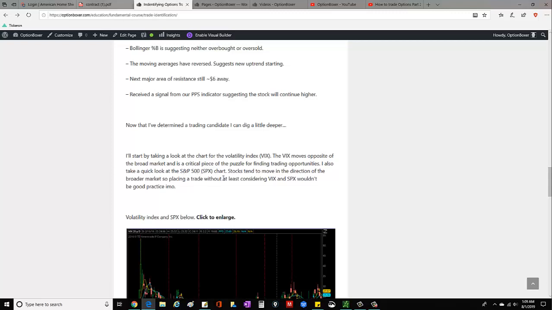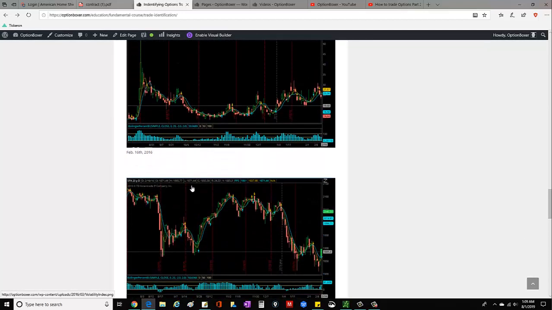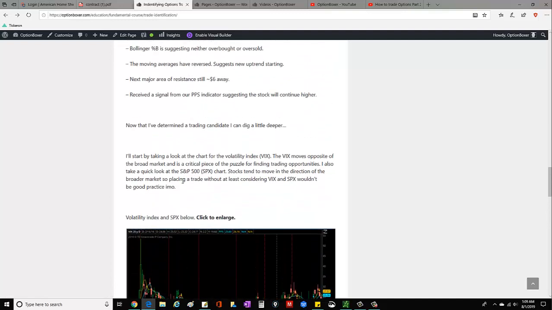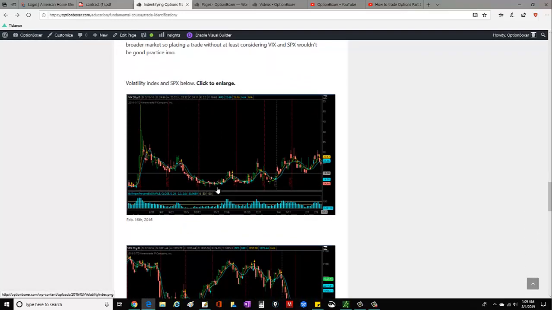Also take a quick look at the S&P. Stocks tend to move in the direction of the broader market. So that's kind of a generalized statement. And it's not as true today as it was when I wrote this. You'll find now that while it's still generally an accepted statement, you will see things that have relative strength or relative weakness to the overall market.